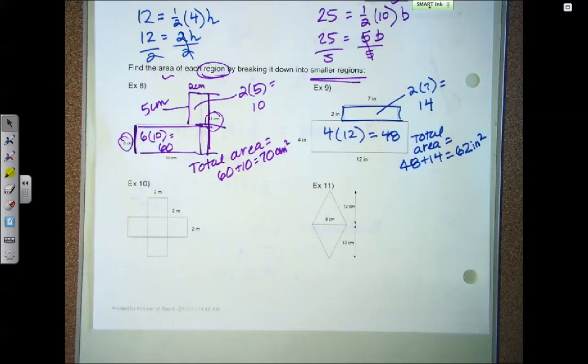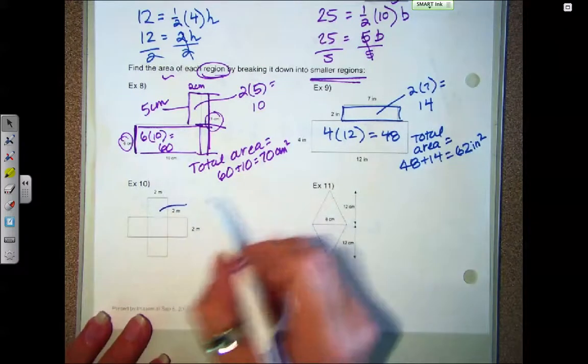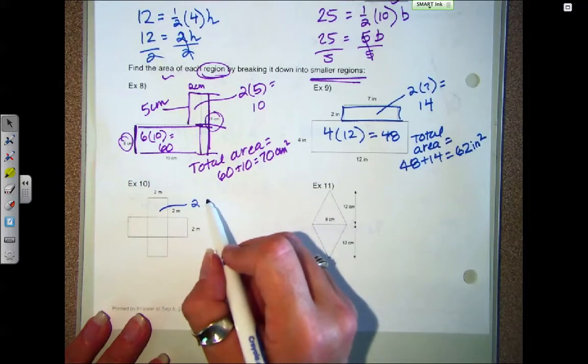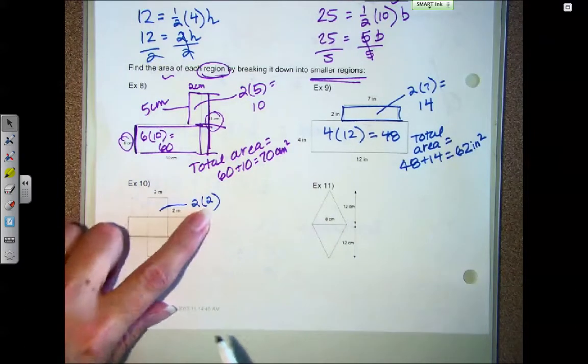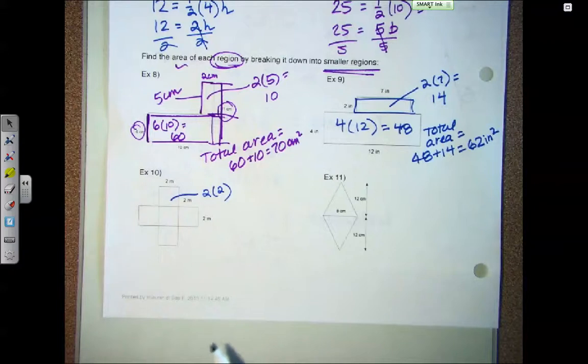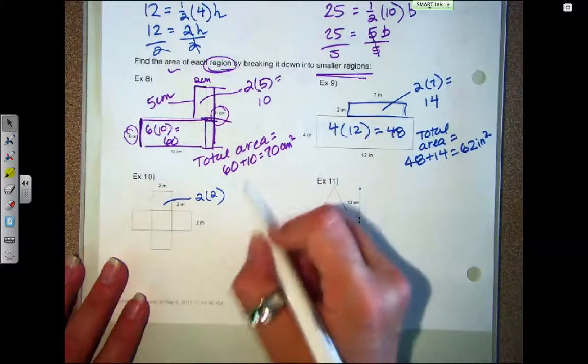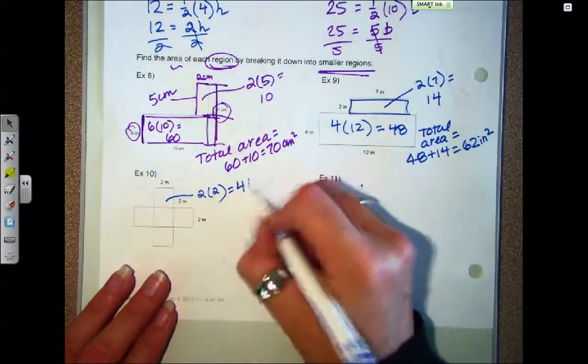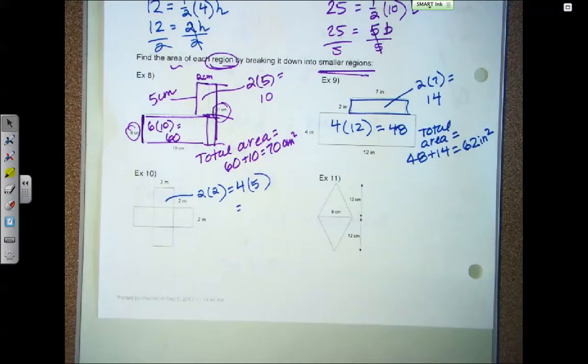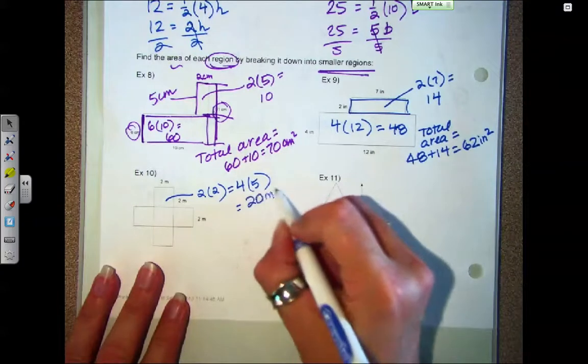Example 10. What do we have? Squares. How do you know they're squares? They're all equal. The side lengths are all the same. So what are the dimensions of one square? 2 by 2. When you're asked for dimensions, that's your length by your width. How many squares do I have total? 5. So 2 by 2 gives me what? 4. And what can I do with the 5? Times by 4. That's how many squares there are. There are 5 squares. They each have an area of 4. And that gives me a total area of 20 meters squared.